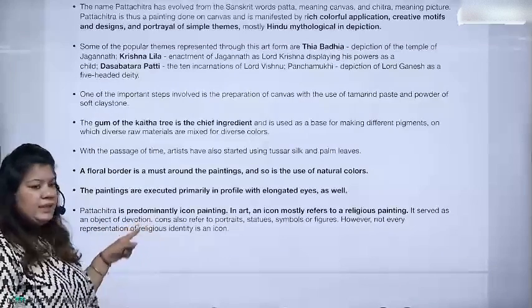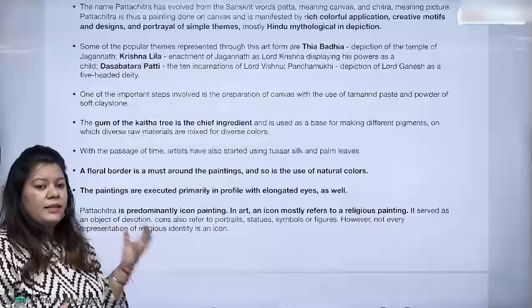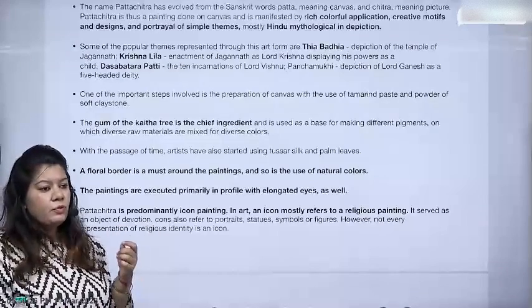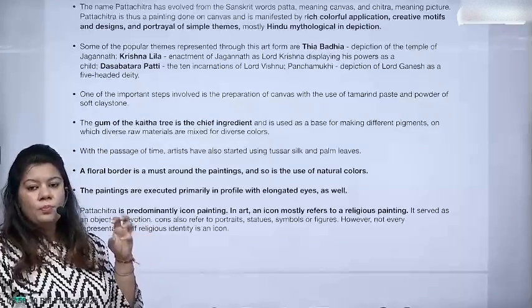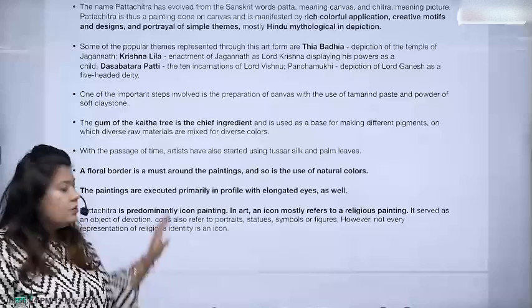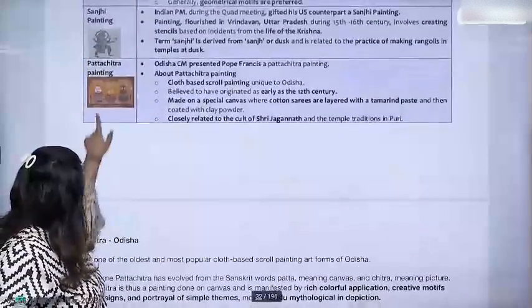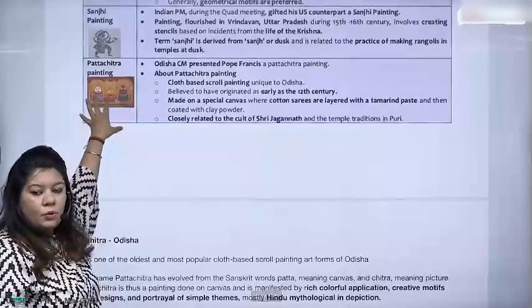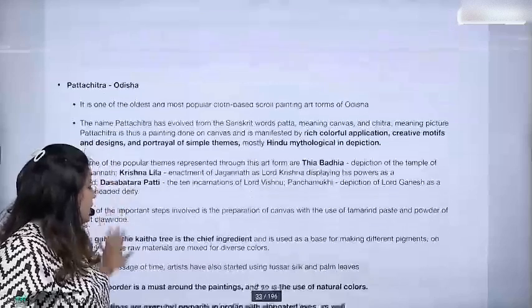They are predominantly icon paintings. What do you mean by icon paintings? Icon paintings refer to those paintings which use kings or portraits as one of the themes in the painting. So if you can see also in Pattachitra, there are portraits or characters depicted. So it is a form of icon painting.